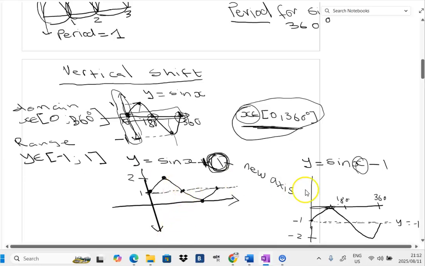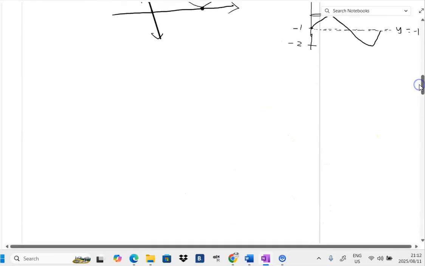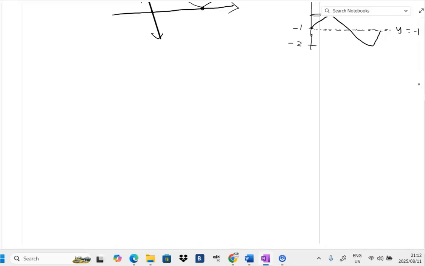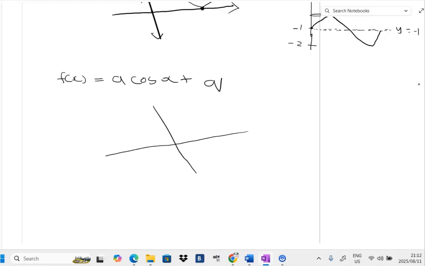to a cosine function. So for a cosine function, it is just the same as the sine function. So let's say we have f of x is equals to a cos x plus q. So this is how you're going to have it. So these are the y-axis and these are the x-axis. So this is how you're going to have it.